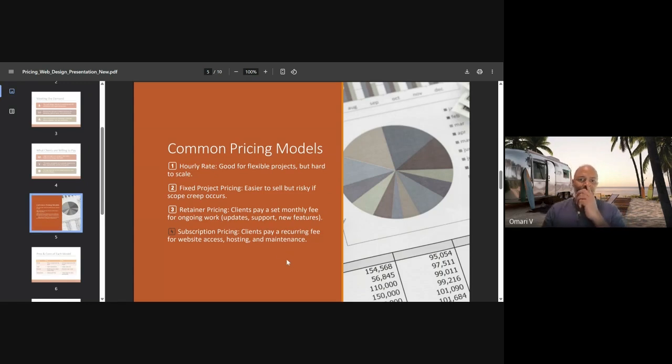So there are some basic pricing models to be aware of. You've got your hourly rate. That's generally where a lot of freelancers sort of live, just charging for hours. But there are other options as well. Fixed project pricing is something that I do. A lot of what I do, not always, is fixed project pricing. It's easier to sell, but it can be risky if there's scope creep. Then you've got retainers.